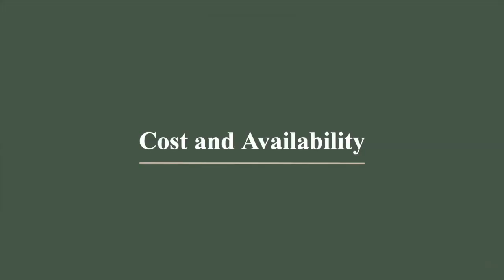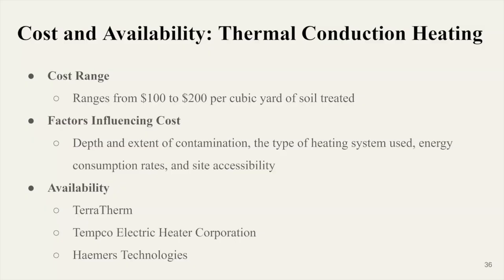To conclude the presentation, we will be discussing the cost and availability for each thermal method. So starting with the thermal conduction heating, the cost of implementing TCH typically ranges from $100 to $200 per cubic yard of soil treatment. Factors that can influence costs include the depth and extent of contamination, the type of heating system used, energy consumption rates, and site availability.